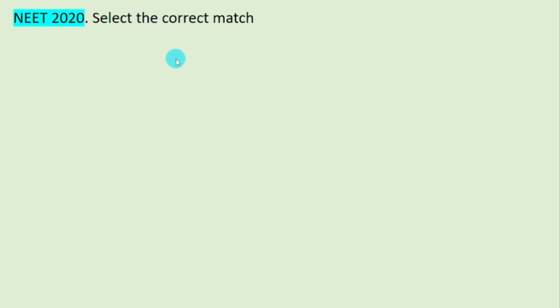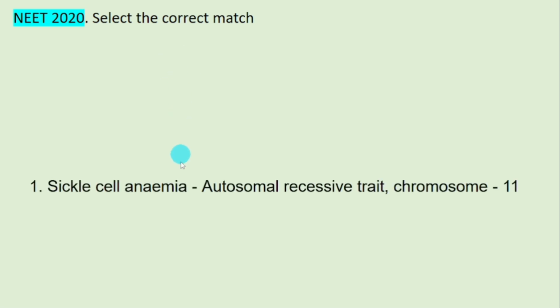Next question, select the correct match. Sickle cell anemia, autosomal recessive trait, chromosome 11. So this part is correct. This part is not given in NCERT, so you can add this as additional information in your notes. The gene for the beta chain is located on chromosome 11 and the gene for the alpha chain is on chromosome number 16. So this is the correct match.